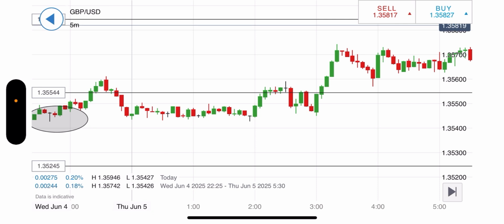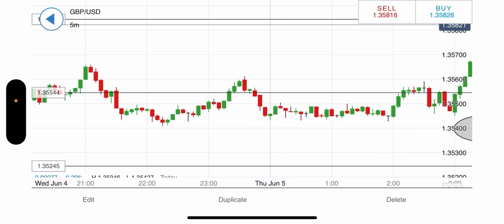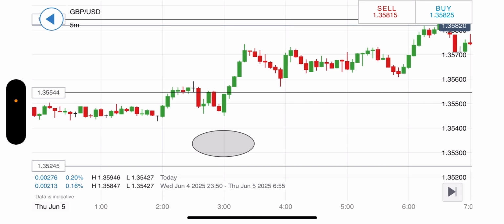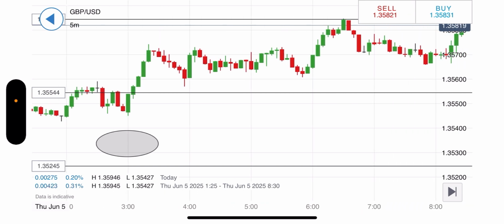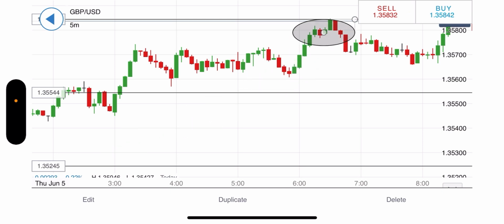All right, so we're going to delete that line now. Then as the hour moved on and we went from 3 o'clock to 4 o'clock to 5 o'clock to 6 o'clock. Okay, now we can see that at 6:30 here, we did touch 30 pips. We did touch 30 pips and we started to come down.